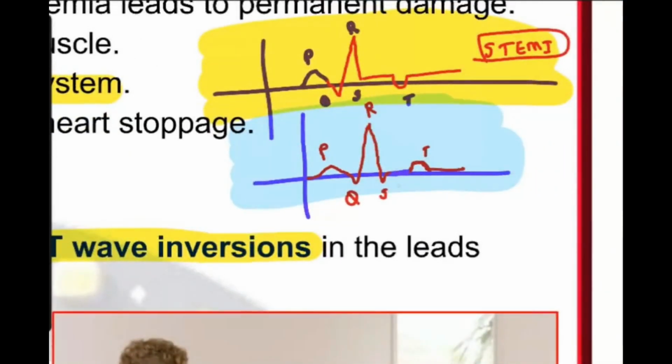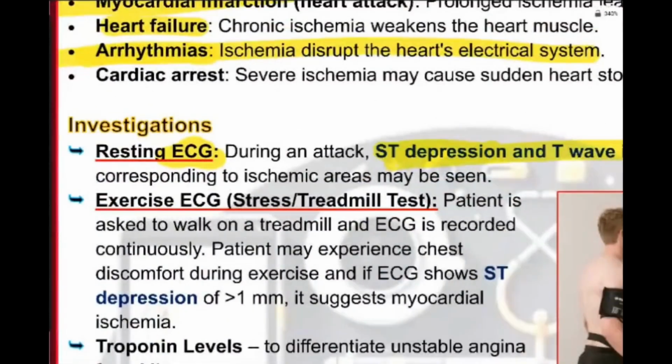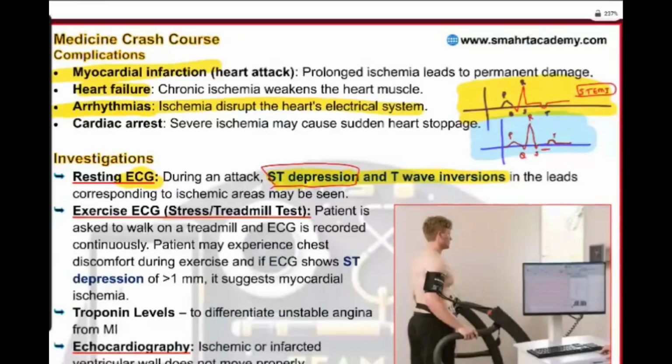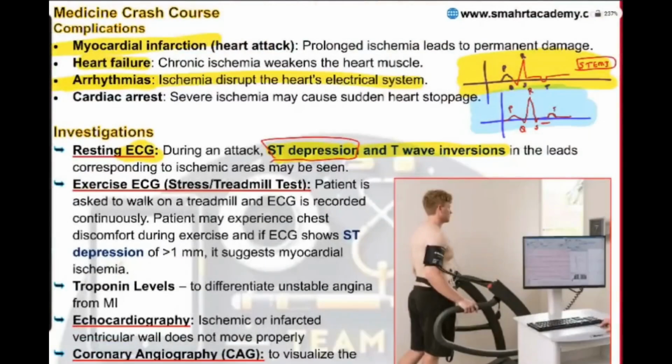Opposite of this is ST depression. So in ST depression, this line will fall below the baseline. So in angina, ST depression and T wave inversion will be there. I'll tell you why it is important. I'll tell you in MI. Just remember for now, in the ECG, in ACS, ST depression will be there.